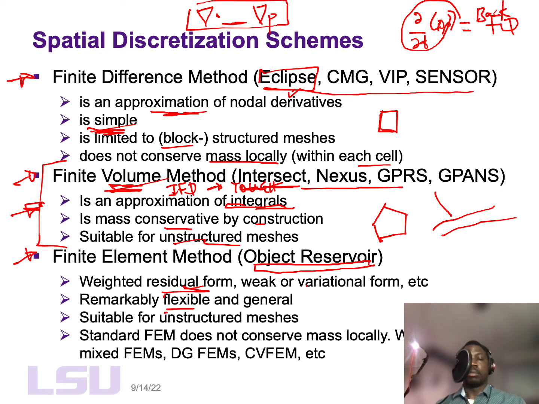The finite element method is very flexible, especially in terms of the gridding, typically using triangular grids. You can also use hexahedral or quadratic grids. It's suitable for use with unstructured meshes, and the standard finite element method actually does not conserve mass locally. What it conserves locally is actually energy. Well, there are some modifications to finite element method, like the mixed finite element method, discontinuous Galerkin finite element method, control volume finite element method, and these actually conserve mass locally.